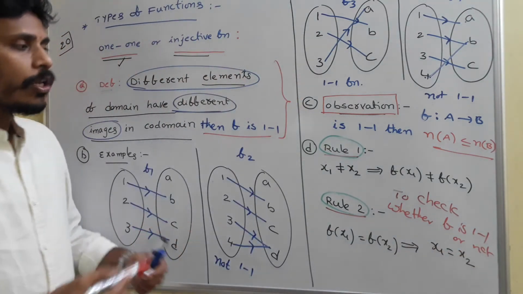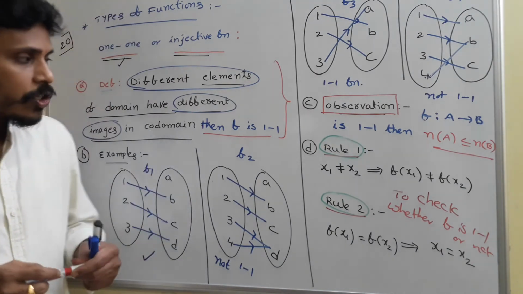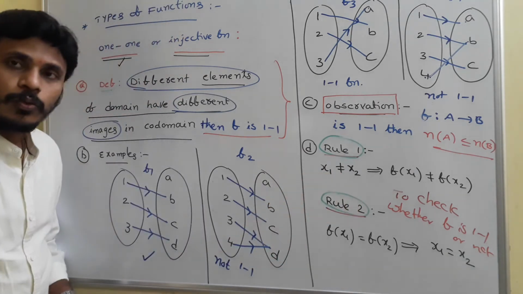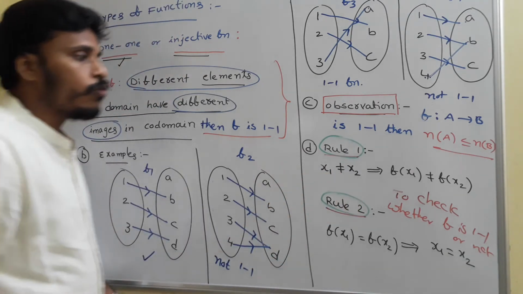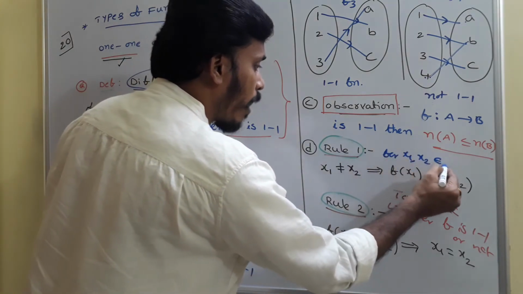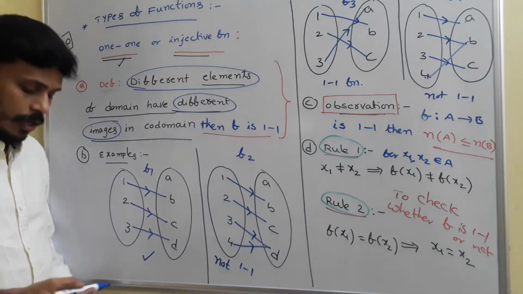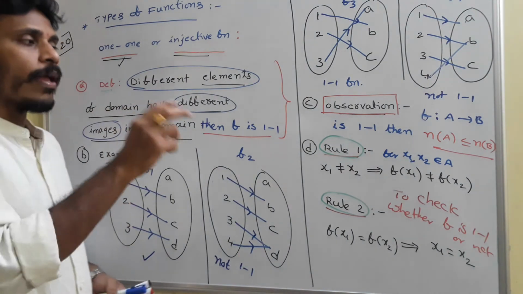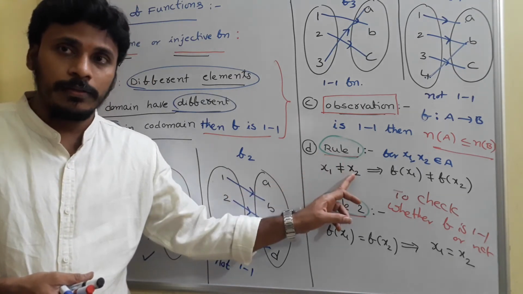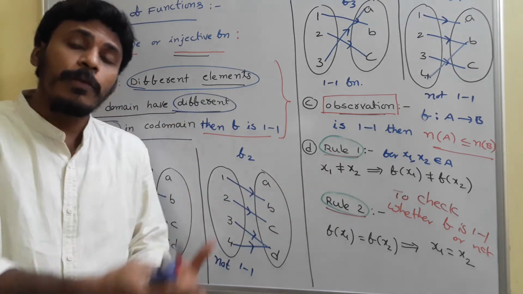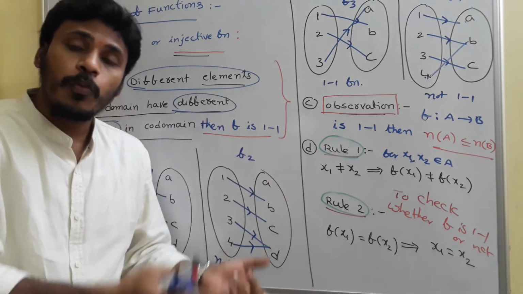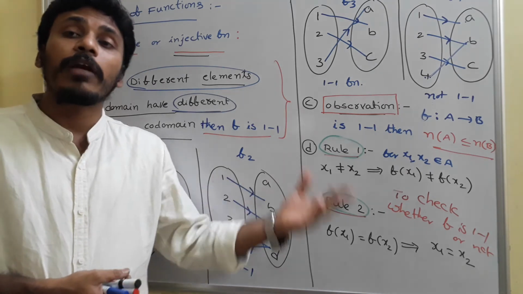See, in these algebraic methods we have two rules. The first rule is directly suggesting that if x1 is not equal to x2, then f(x1) is not equal to f(x2), for x1, x2 in the domain A of the function f. For example, you have two elements x1, x2 in the first set A. If those two elements are not equal, then you need to check whether their images are equal or not. If their corresponding images are also not equal, then it becomes 1-1.